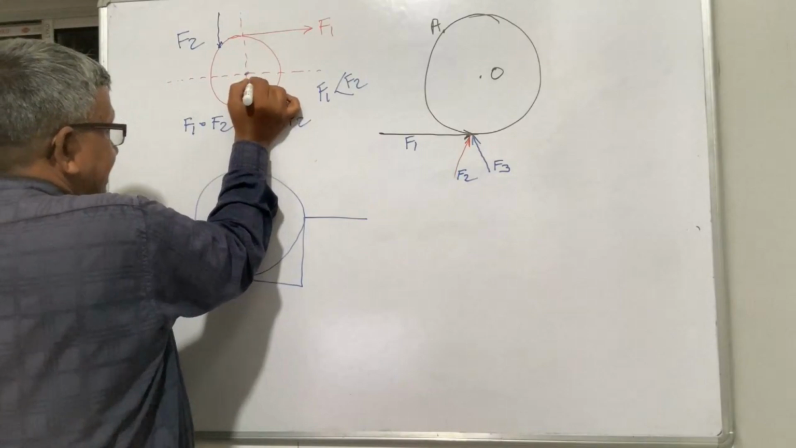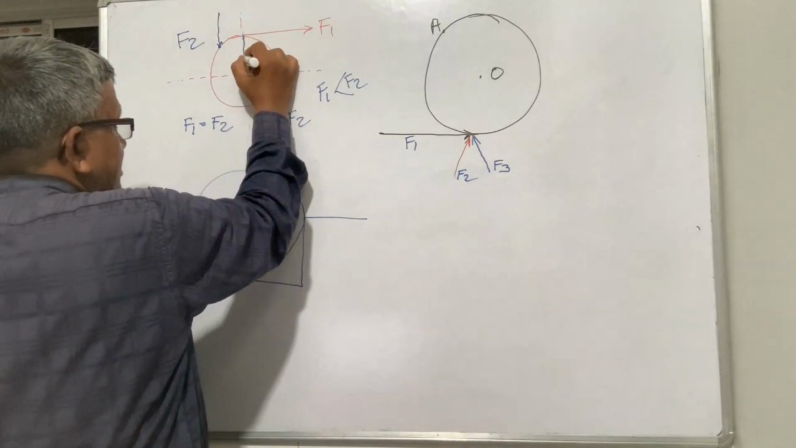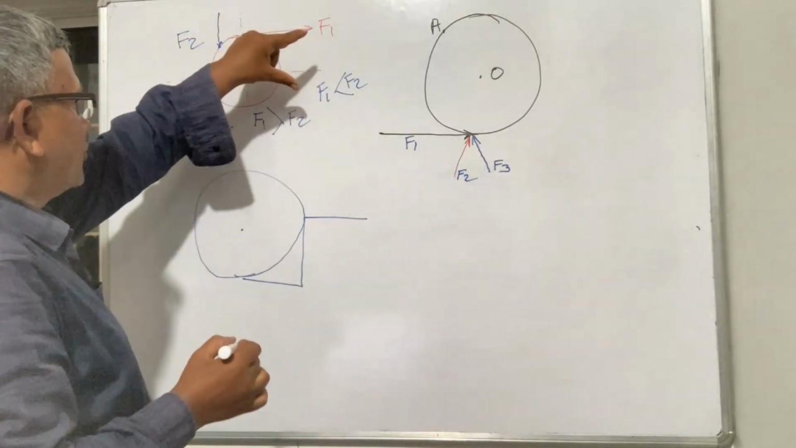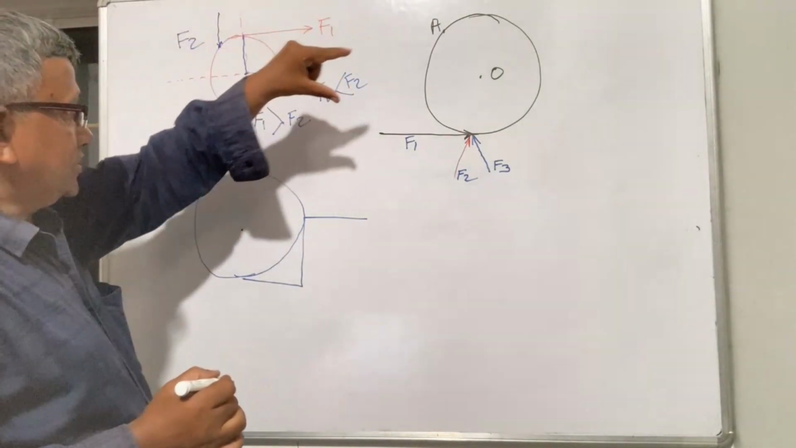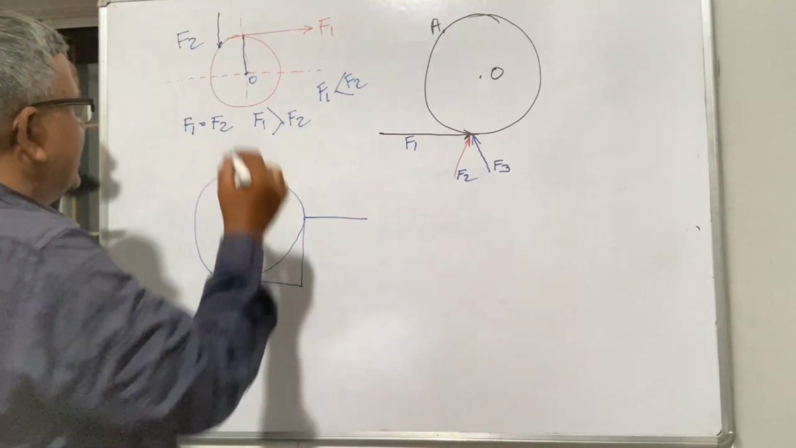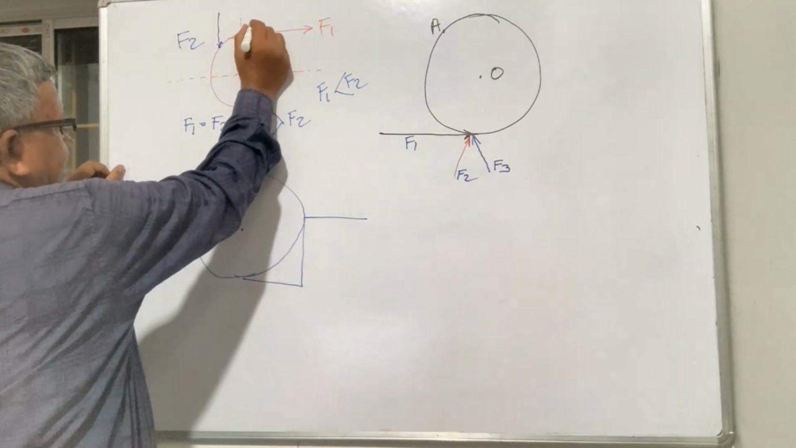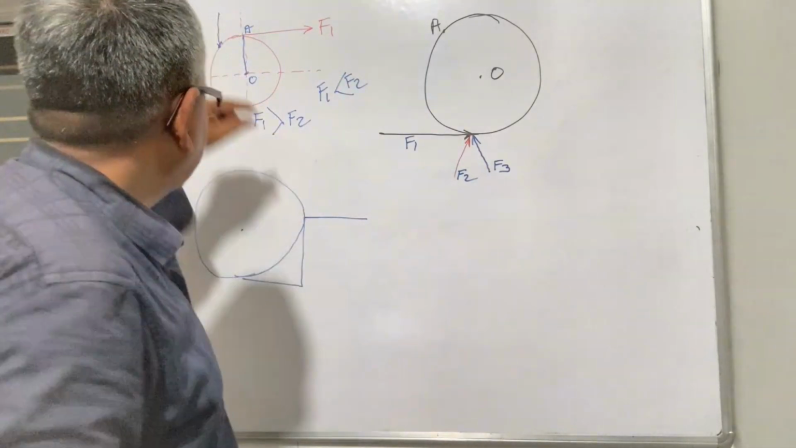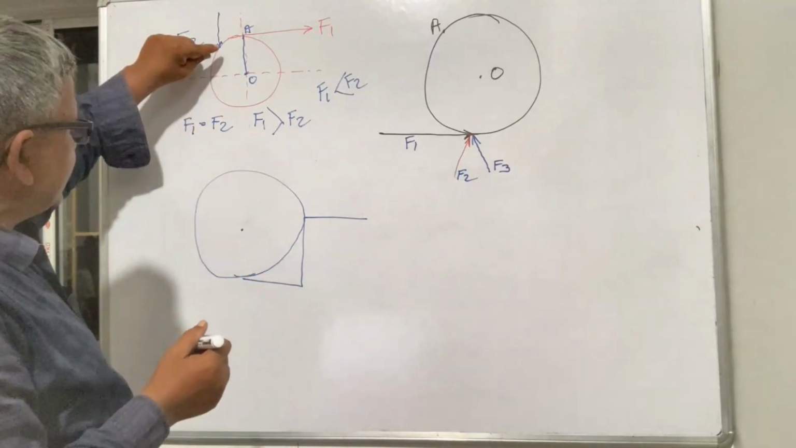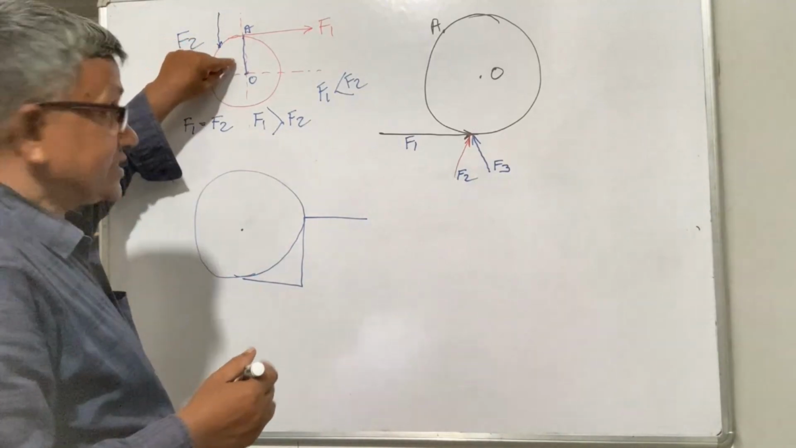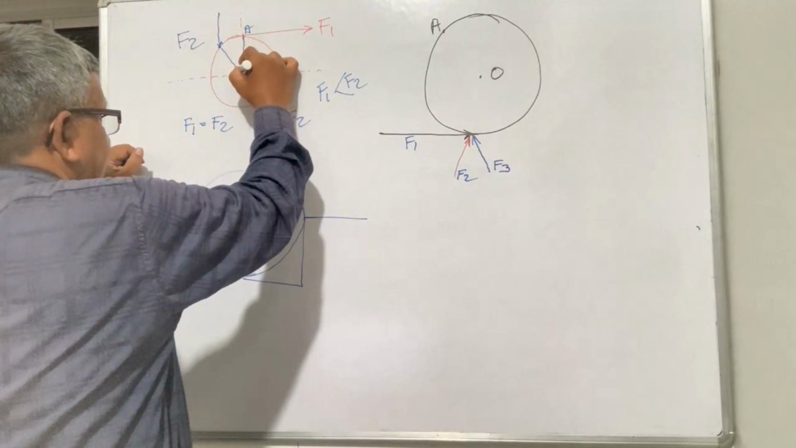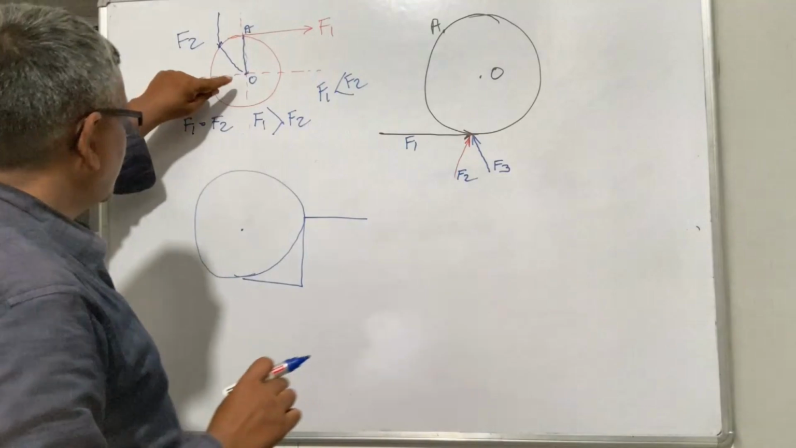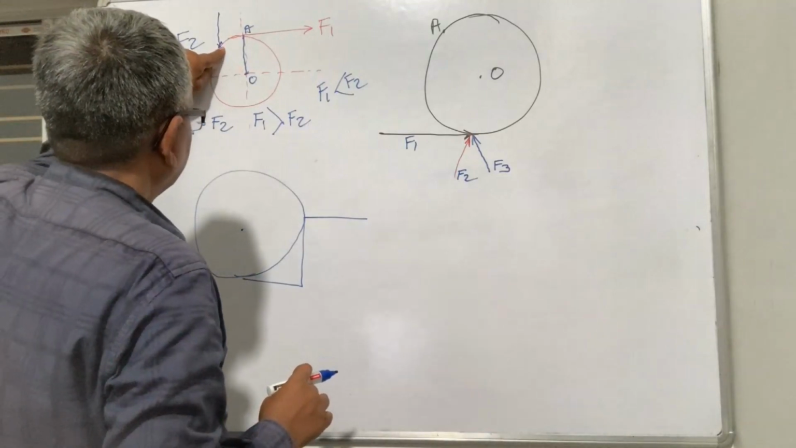This displacement, if it is O, this displacement is this. Torque clockwise is force into displacement. This F1 into OA. Now sir, here the displacement will be this? No sir, because it is not perpendicular distance.